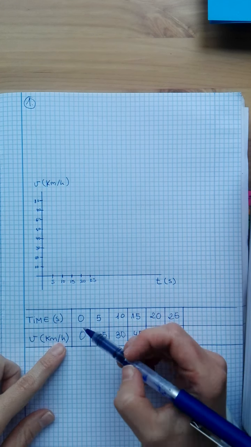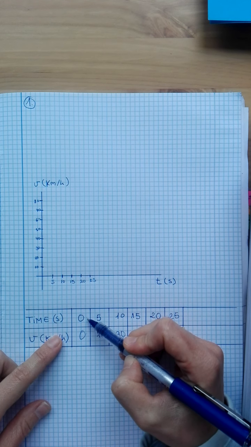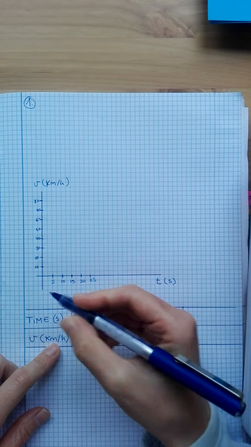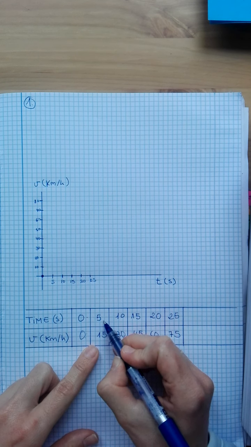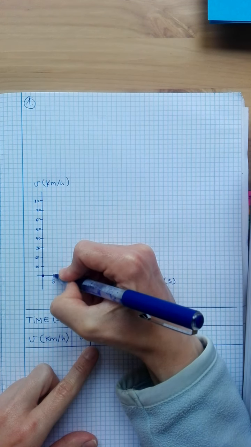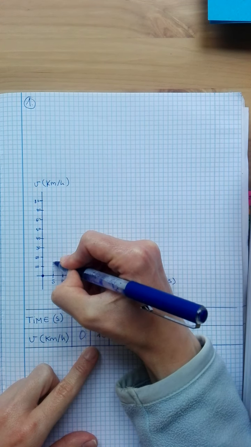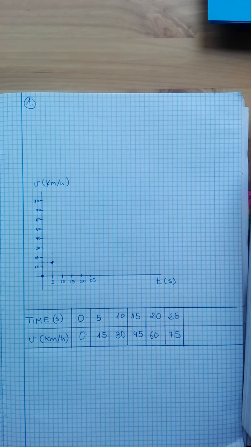drawing each point, okay? Each pair of values is going to represent a point, okay? So in this case, 0 in time and 0 in speed is going to be my first point, okay? Very good. Next, the next point is 5 in time. Here we have 5 in time and 15 in speed. So if this is 10 and this is 20, this is 15. So 5, 15 is going to be my second point, okay?